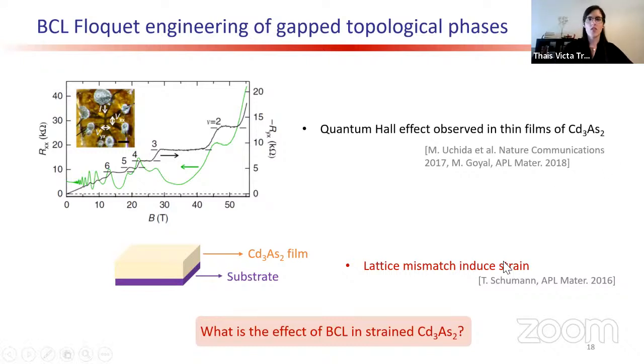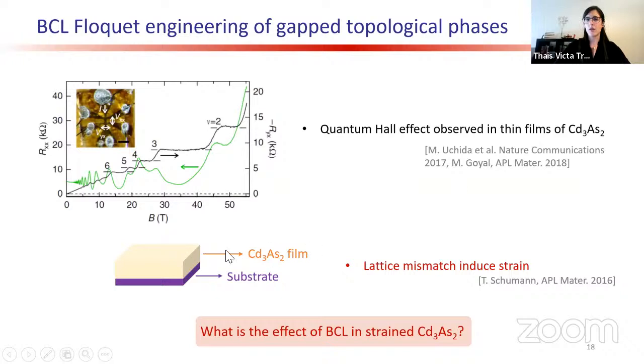So we saw so far the effect of this bicircular light in Dirac semimetals, but it was also realized a couple of years ago that if you take bulk cadmium arsenide and keep decreasing its thickness until you make thin films, in this limit of thin film it has quantized conductivity again. So you have the quantum anomalous Hall effect in cadmium arsenide. And this was investigated by several groups.